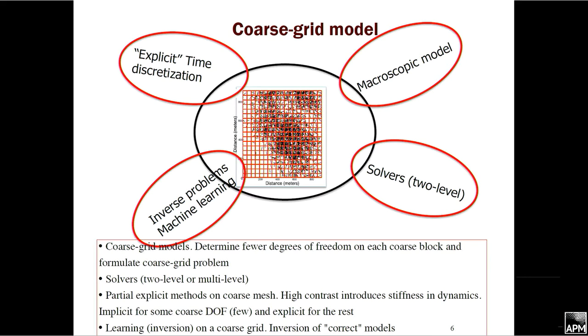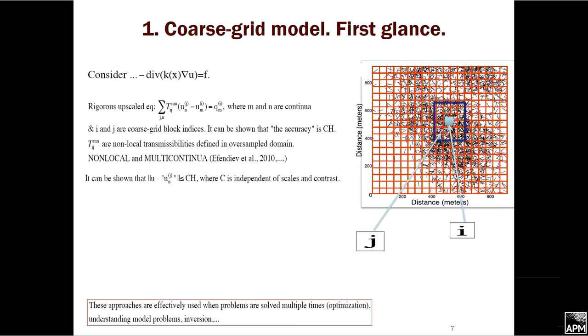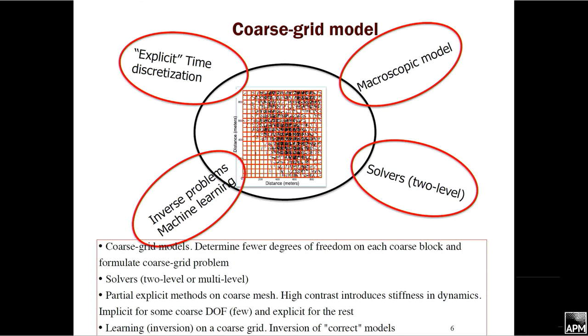It's at the center of many things. I'm going to talk mostly about one thing, but I'd like to mention some others. Let me go back here. So coarse grid is basically at the center. For the coarse grid model, this is the first thing I mentioned: we want to write a macro scale model at this computational grid.